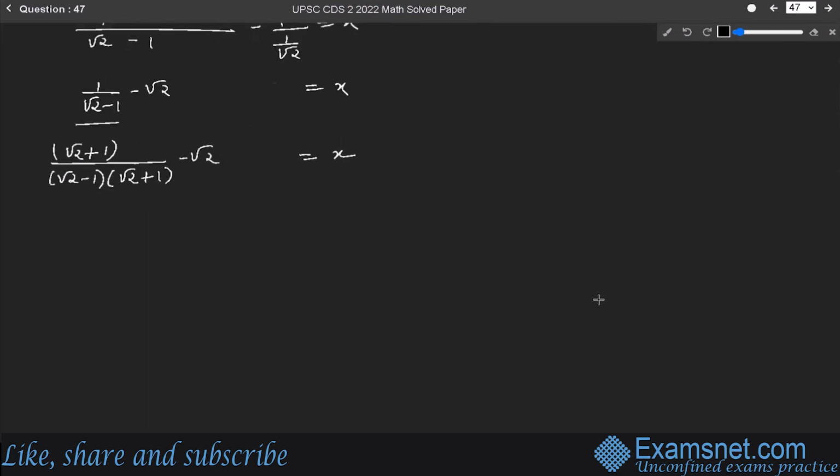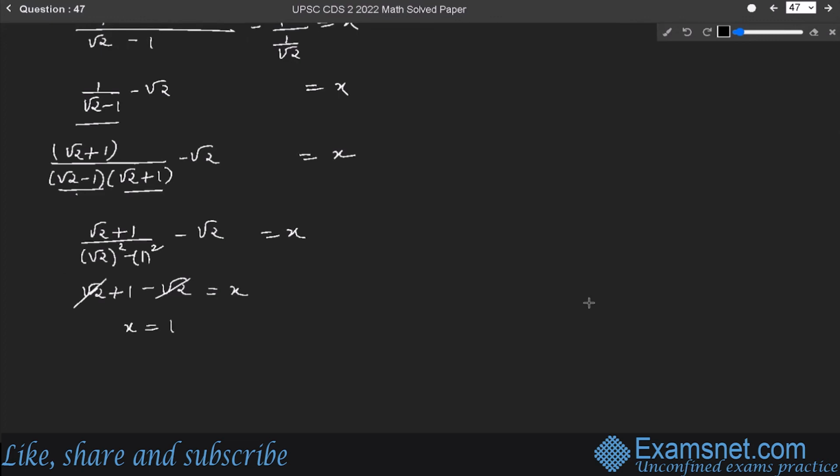Now on further solving this, you can see that it is a plus b and a minus b. So it will be a square minus b square. So it will be root 2 plus 1 upon root 2 square minus 1 square, minus root 2, is equal to x. So it will be root 2 plus 1. Root 2 square is 2, and minus 1, the denominator is 1 only. So the remaining term will be root 2 plus 1 minus root 2 is equal to x. This plus root 2 and minus root 2 will be cancelled. So from here, x is equal to 1.